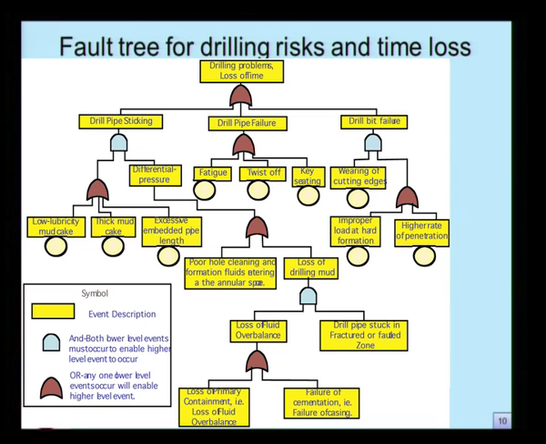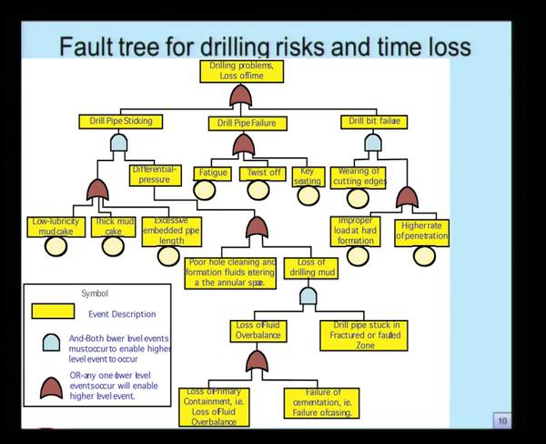The loss of fluid overbalance can either occur from a loss of primary containment or due to failure of cementation, which we call the failure of a casing. Either failure of a casing or loss of primary containment can cause the loss of fluid overbalance. Put together with the fractured and faulted zone, it will cause loss of drilling mud.